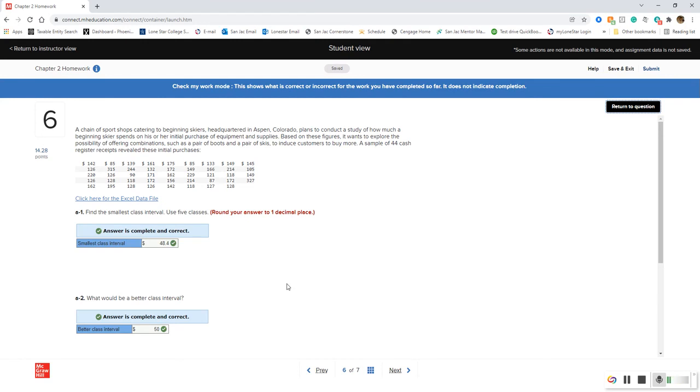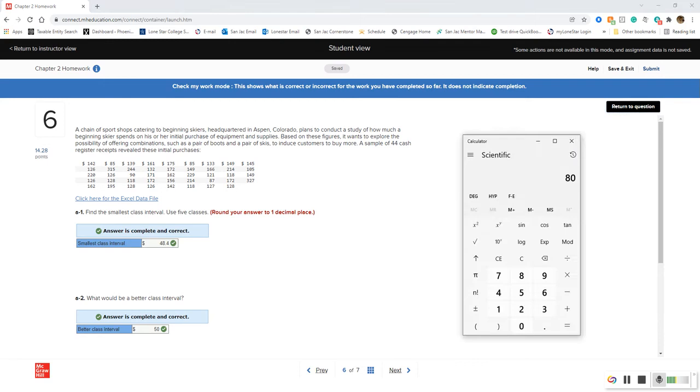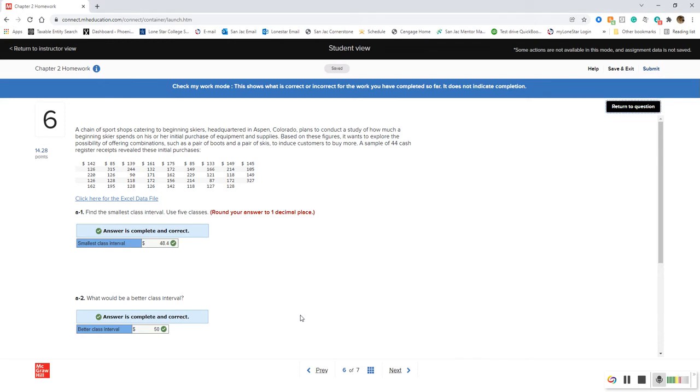Again, if you need me to show you again, email me. I will definitely show you again how to use that pivot table, because that actually made it a little bit easier for us. All we had to do was figure out the interval. And that helped us out.